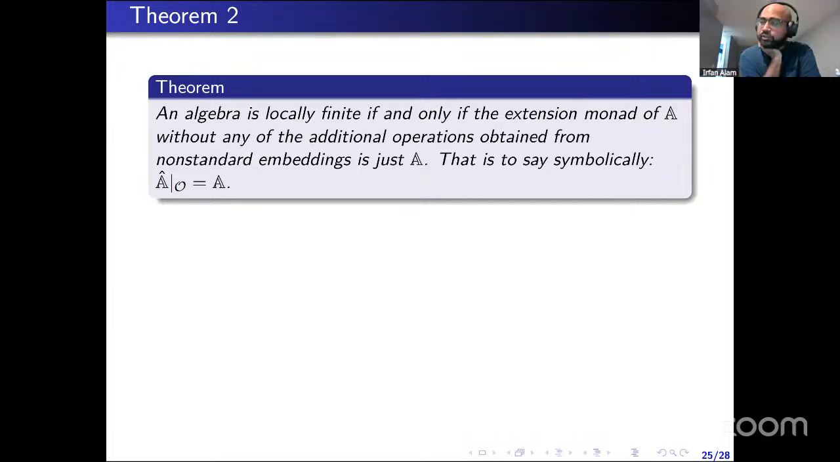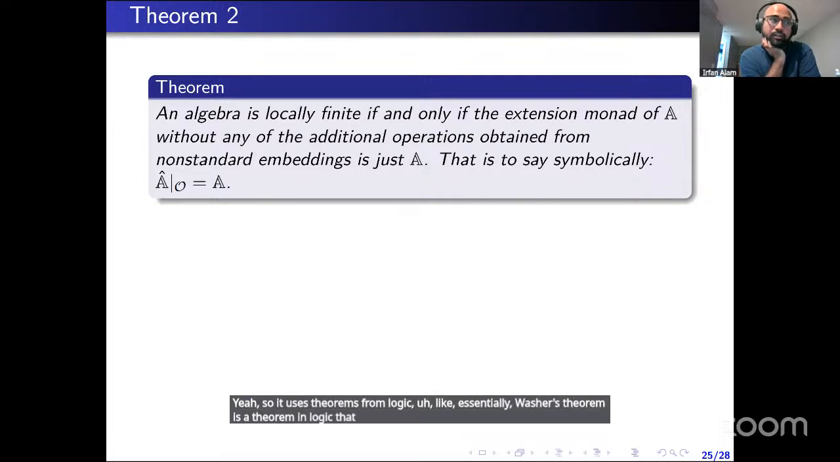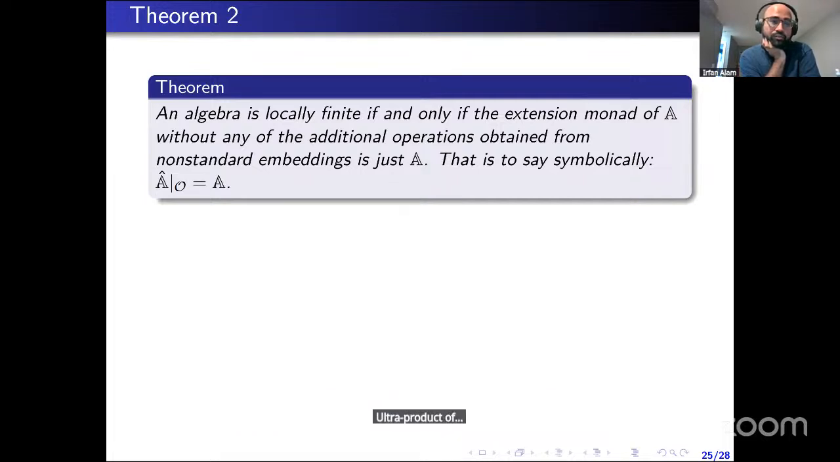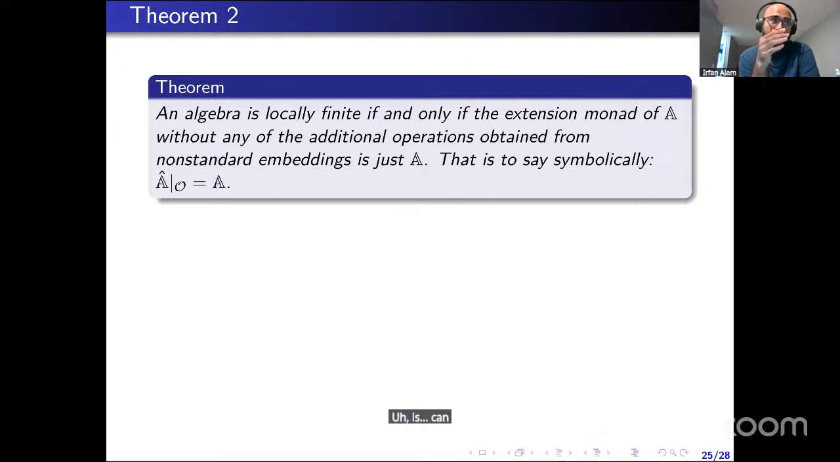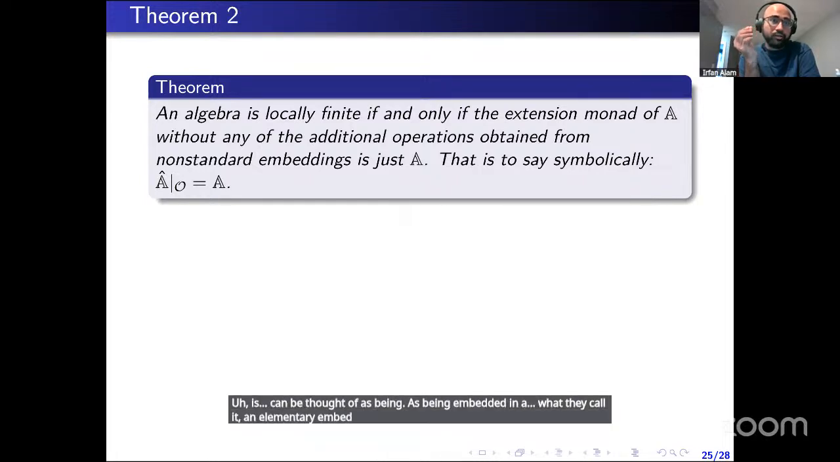Yeah, so it uses theorems from logic. Essentially, Łoś's theorem is a theorem in logic where you have a structure, and then you take an ultraproduct of that structure with itself, and then you prove that the original structure can be thought of as being embedded in, what they call it, an elementary embedding inside the larger ultraproduct.